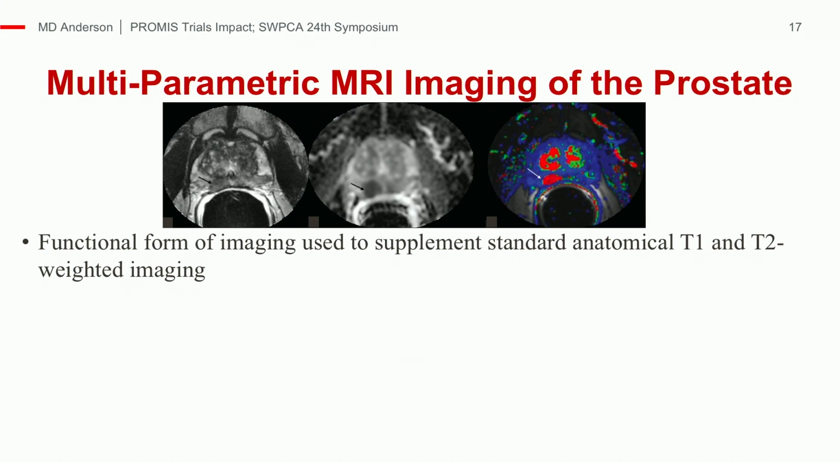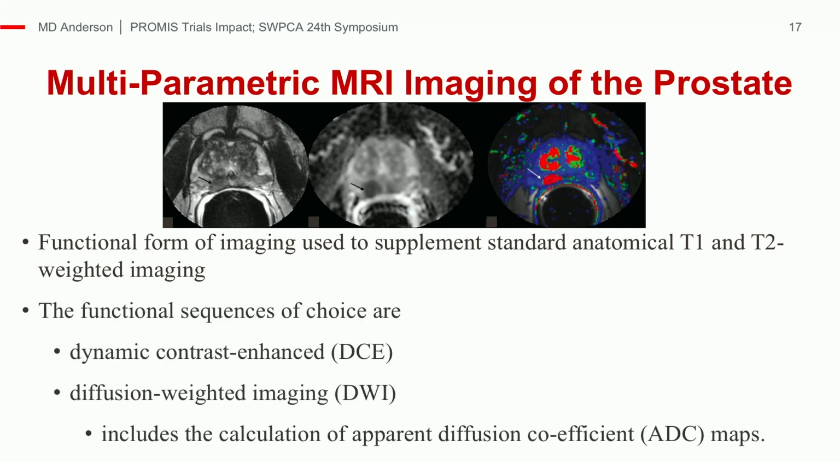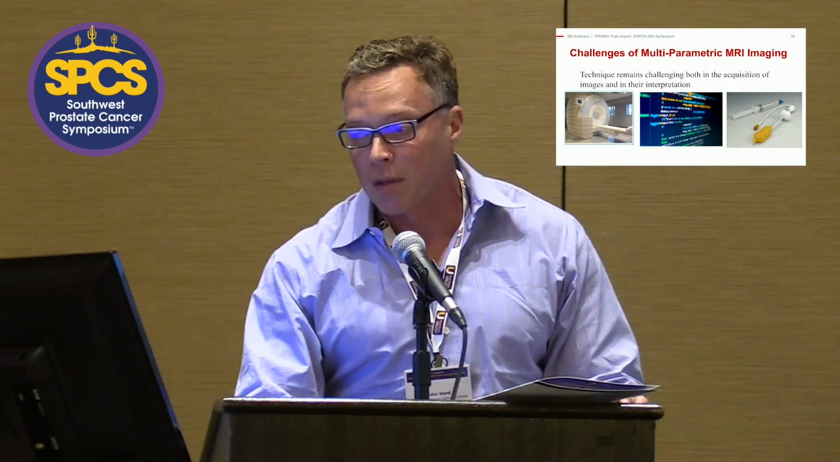Multiparametric MRI is a functional form of an MRI. It supplements the anatomical forms of an MRI, the T1 and T2 weighted images. What you have within the multiparametric MRIs are functional sequences. You have a dynamic contrast enhancement, you have diffusion weighted images, and then you have a calculation of apparent diffusion coefficient, which actually comes out of the DWI mapping. So it's a laborious process, much more complicated than just having a chest X-ray, a CT scan, or even a T1, T2 weighted MRI of anywhere in the body.